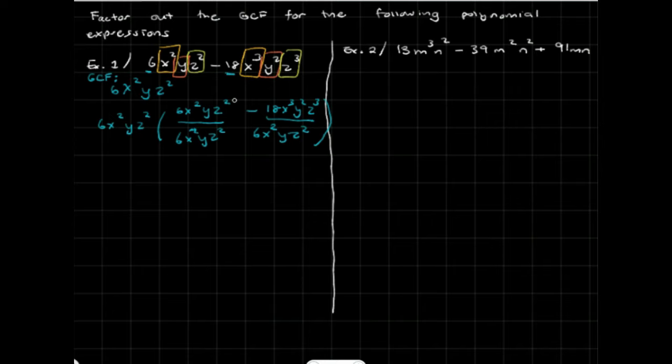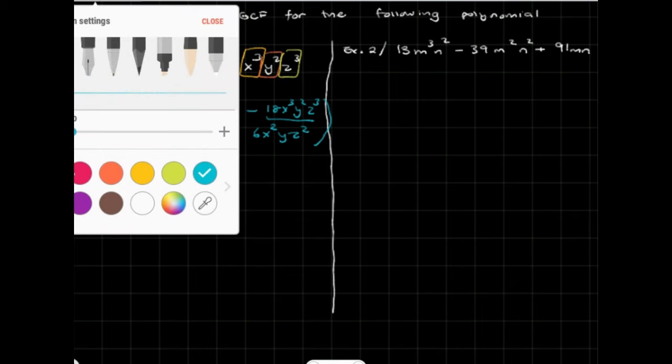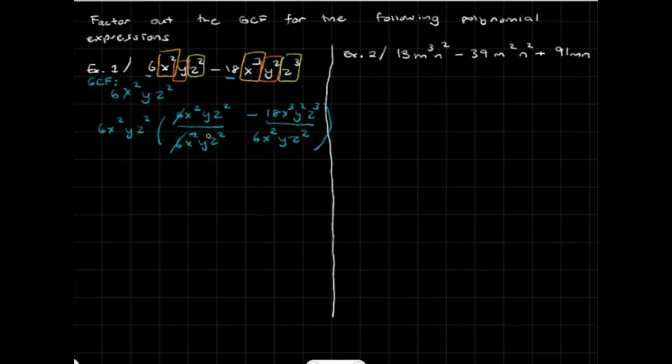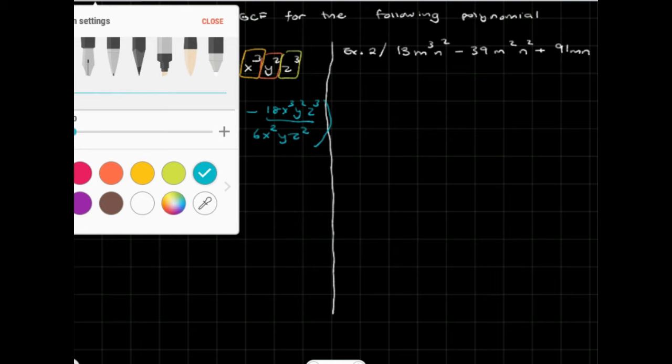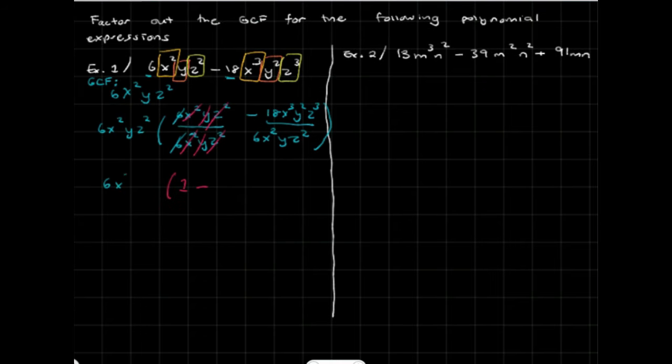So if we're simplifying this on the inside of the bracket, 6 divided by 6 is 1. I'm just going to show you guys the simplification process. x squared divided by x squared is also 1. y divided by y is 1. And z squared divided by z squared is 1. So all of this becomes 1. And then we would write this out, 6x squared y z squared. I'm just going to use another color here to show that this is our greatest common factor.